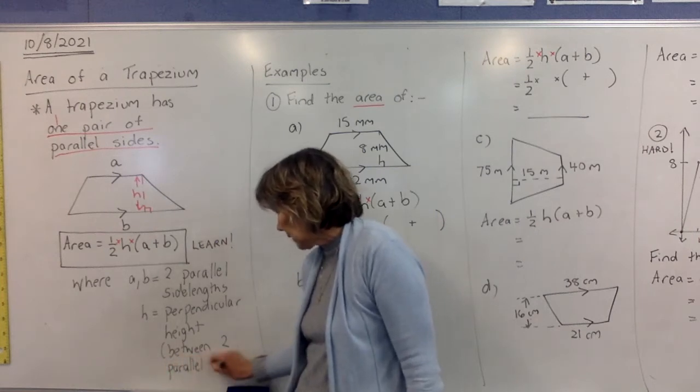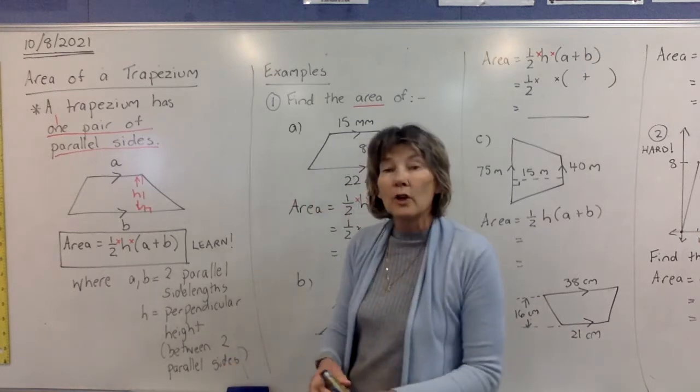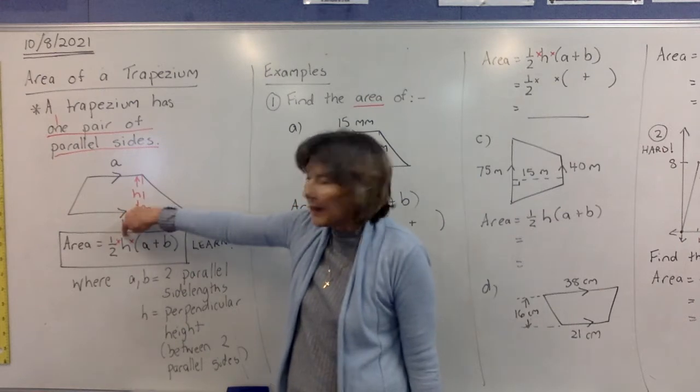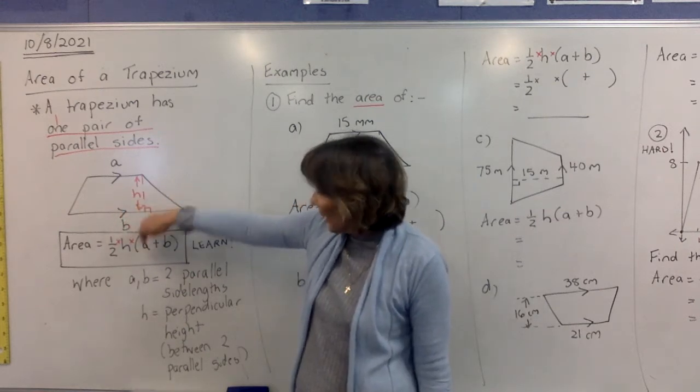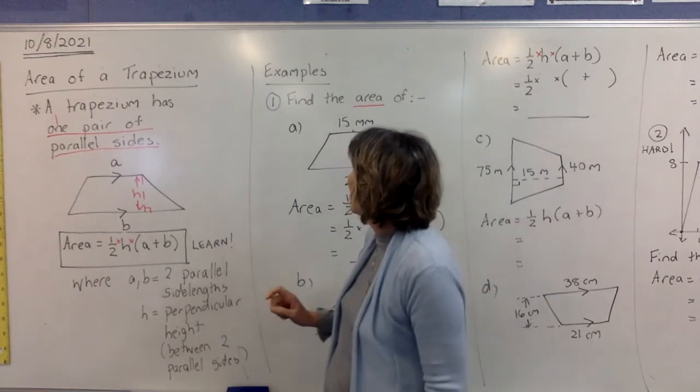Now, the other thing about this formula is that you've got to remember to put the times signs in. So it's half times h times bracket a plus b. I've written those in red so they stand out.